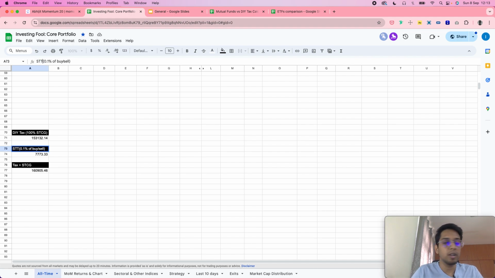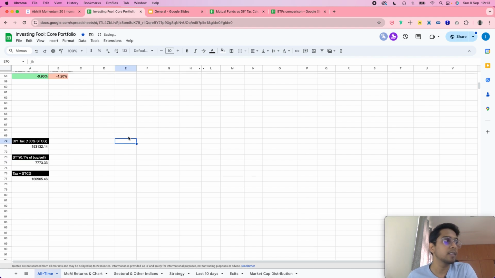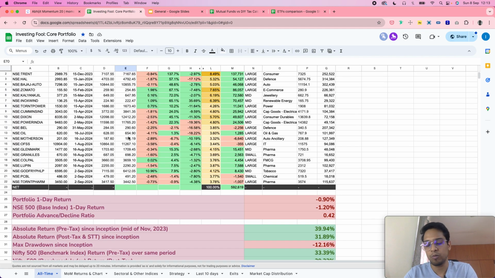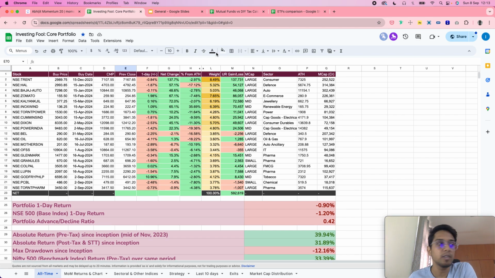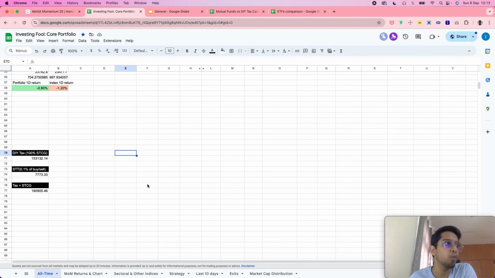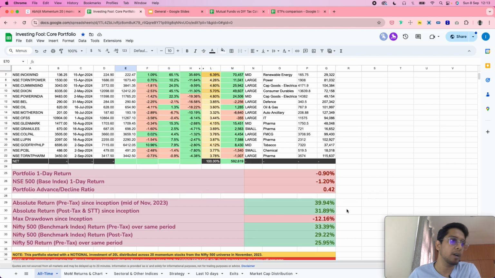which is securities transaction tax, 0.1% of whatever amount we buy or sell. So for equity delivery, we have to pay it as STT. That impact also we will need to calculate for the exit stocks as well as for all these stocks. We add both of them together, and we incorporate them in terms of our net portfolio value. So when we calculate the post-tax and STT returns, we come to around 32%.